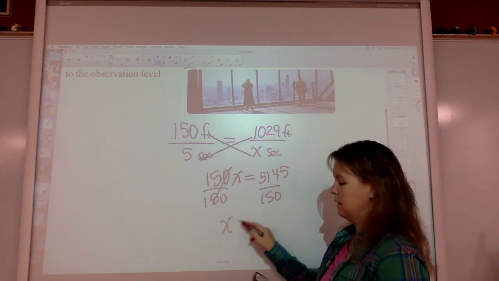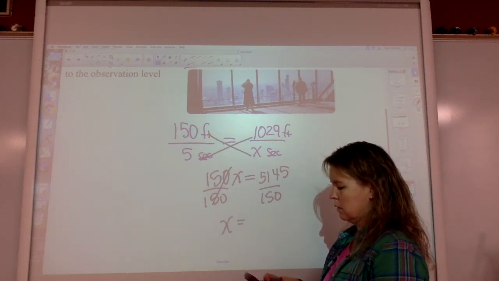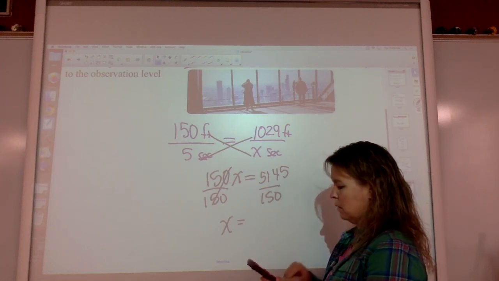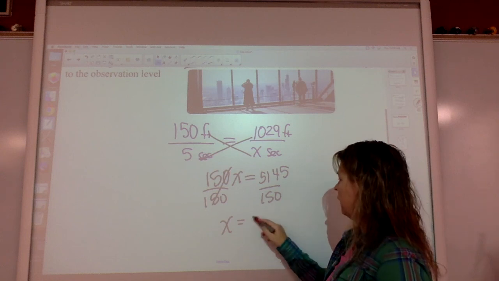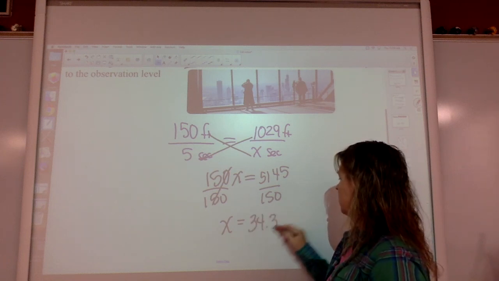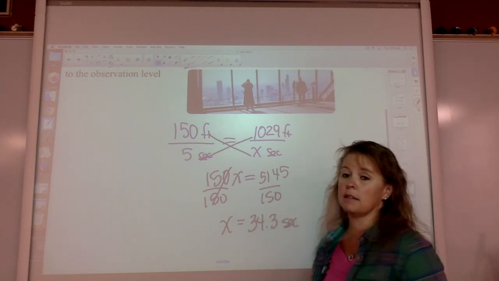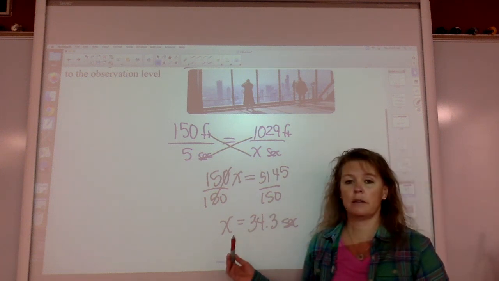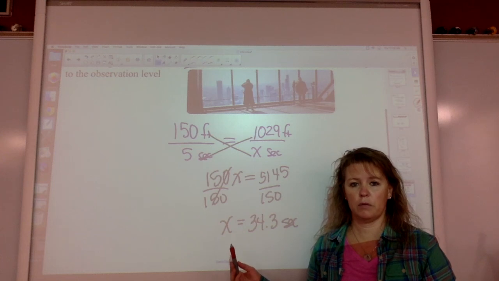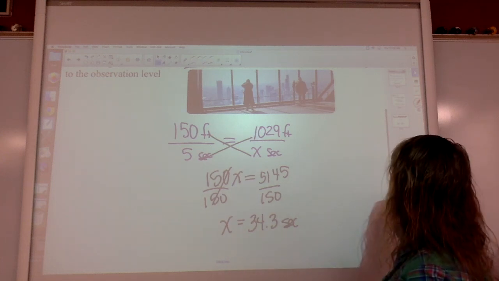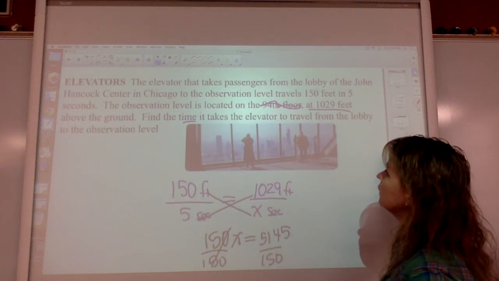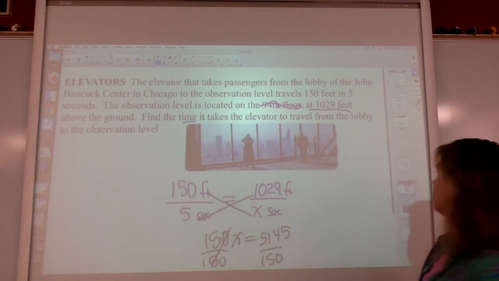And you get x equals 5145 divided by 150 equals 34.3 seconds. That is one fast elevator. I swear, I think it takes 30 seconds sometimes in a hotel and you're only going up 2 floors. This one went up 94 floors and it only took 34 seconds. You are flying up to the observation level.